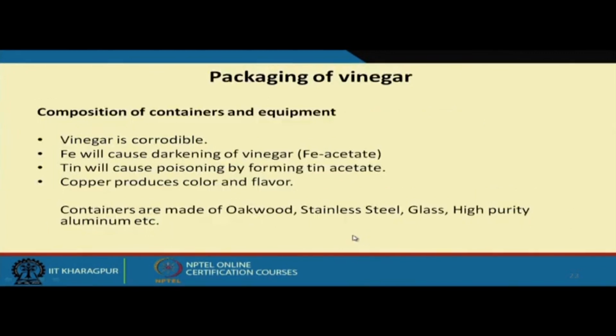Storing tanks are completely filled with vinegar to prevent the oxidation of acetic acid to carbon dioxide and water. Storing is done for 1 year, and the storage tank is usually made of wood. That is usually the packing material, the composition of the containers. Vinegar is corrosive, and iron will cause the darkening of the vinegar, and tin will cause poisoning by forming tin acetate. Copper produces color and flavor, so this is not required. So, the containers should be of proper quality, made of either oak wood, stainless steel, glass, or high purity aluminum.